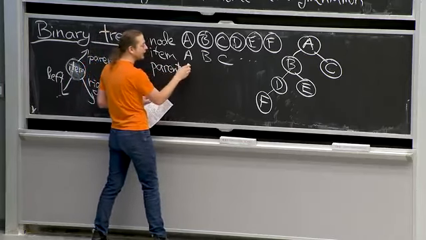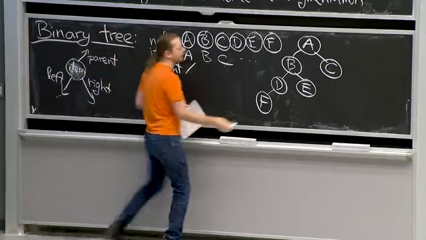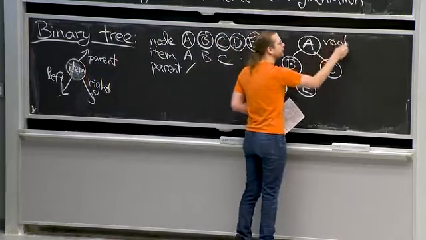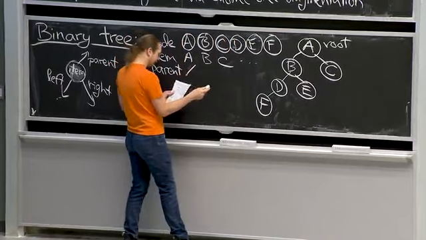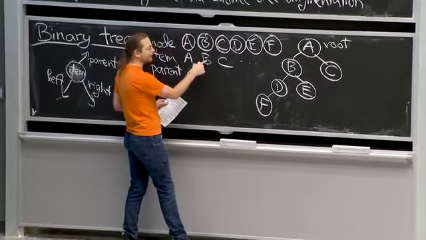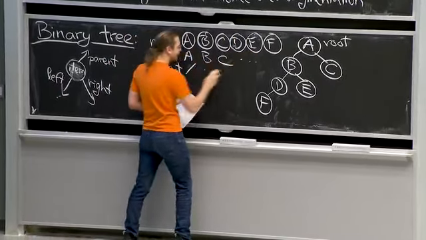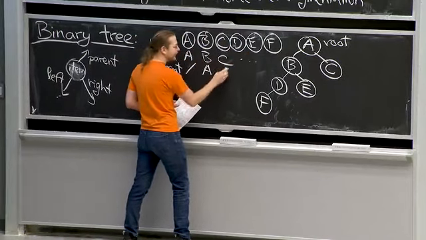Okay, the parent of A is nothing. So we call A the root node. There's going to be a unique node that has no parent. It's sad to have no parents, but there you go. Then we have node B, whose parent is A. Node C, its parent is A.